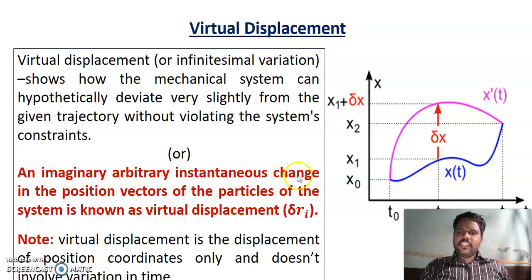An imaginary arbitrary instantaneous change in the position vectors of the particles of a system is known as virtual displacement. It is represented by delta Ri in case of translational motion and delta theta i in case of rotational motion. Virtual displacement shows how the mechanical system can hypothetically deviate very slightly from the trajectory without violating the system constraints. Note, the virtual displacement is the displacement of the position coordinates only and does not involve time.